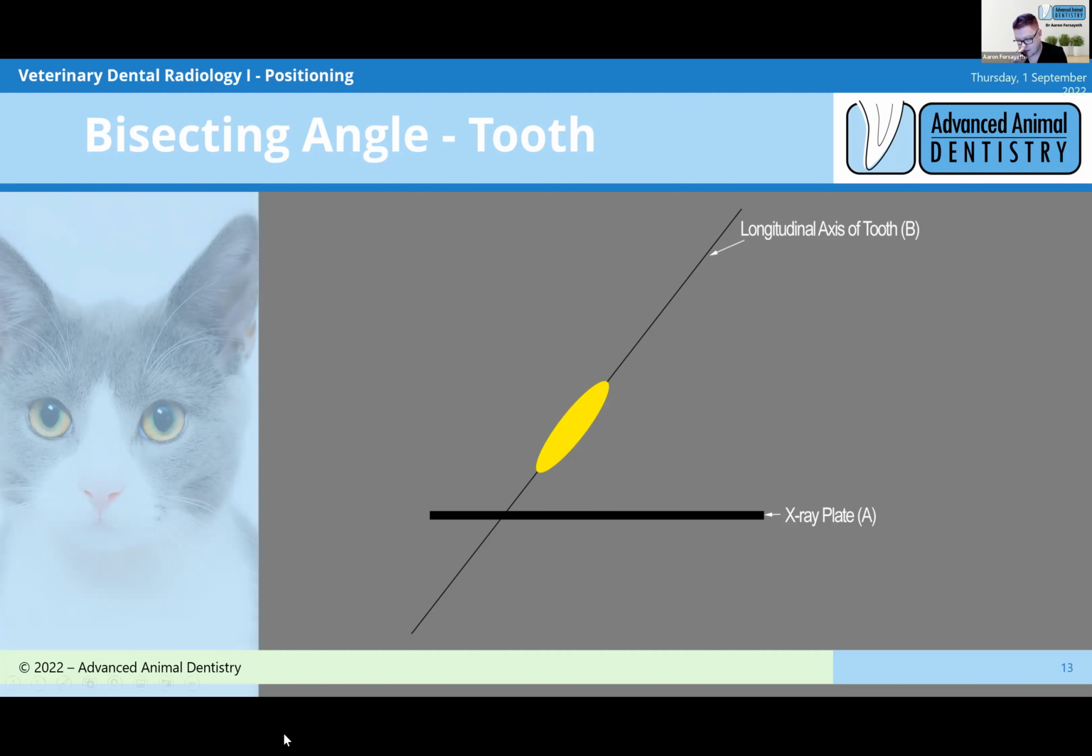The object, you need to know its angle, I suppose, might be the best way to say that, the object of your radiograph. So we've got A and B, and they form this angle, AB. And we'll bisect that, C, and we'll shoot it with a line perpendicular to that.